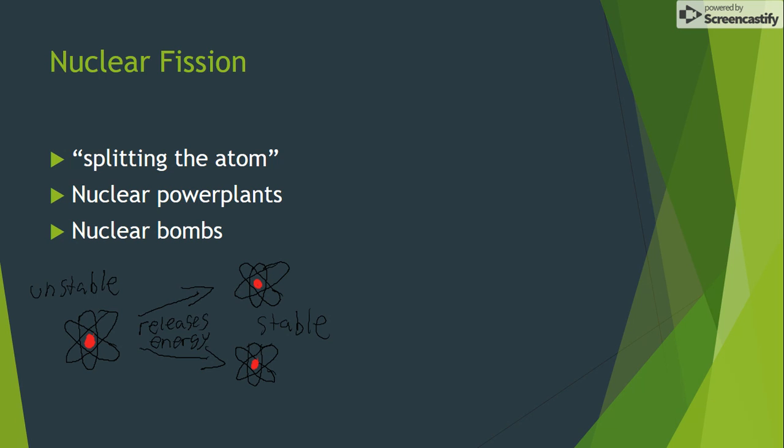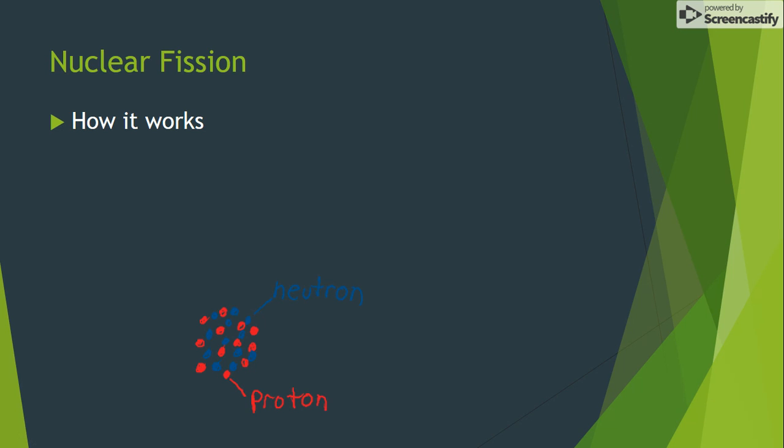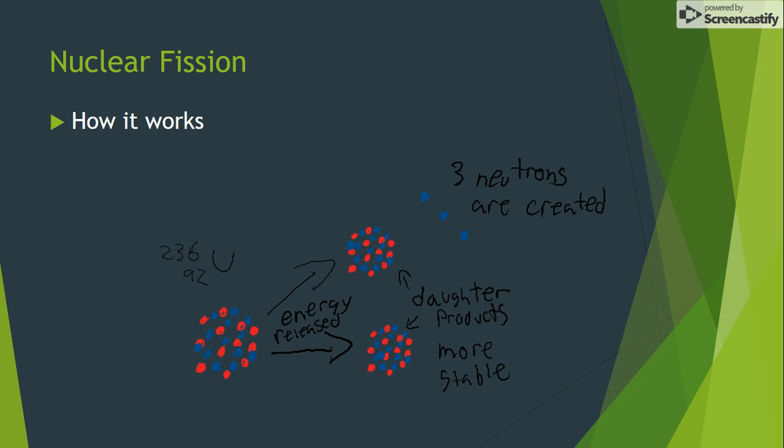It splits into 2 other atoms that are slightly more stable, and it releases energy. Although these 2 are still kind of unstable, they are more stable than the original. How it works. Here it is again, just the neutrons and the protons. A neutron is launched into a nucleus, then it becomes more unstable. Once it's super unstable, it splits into other nuclei called daughter products. These are more stable than the original, and as they split, it releases energy, and 3 neutrons are created.